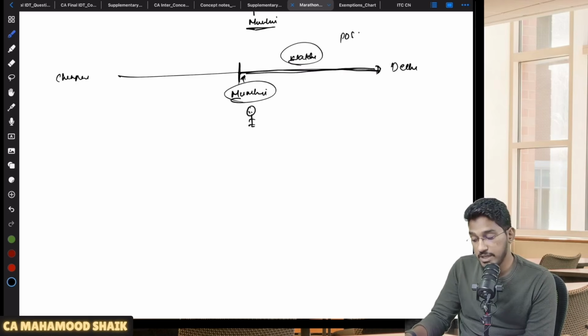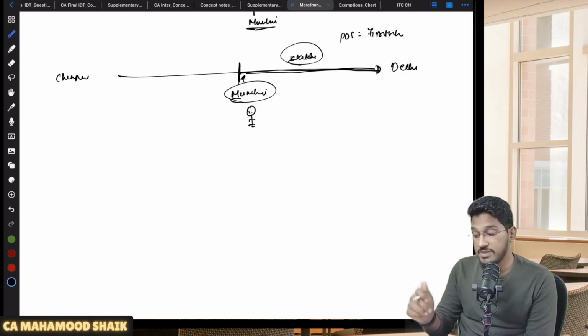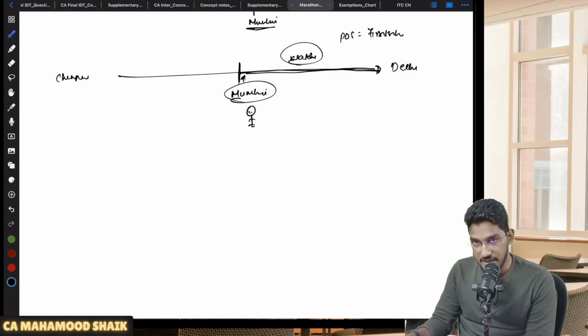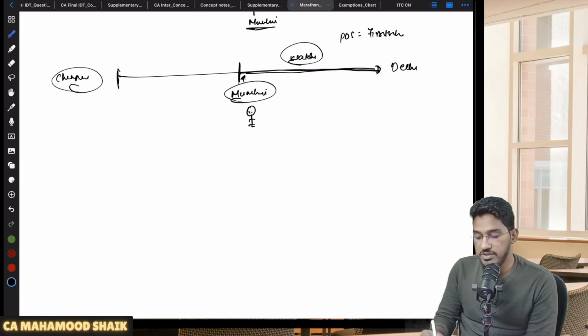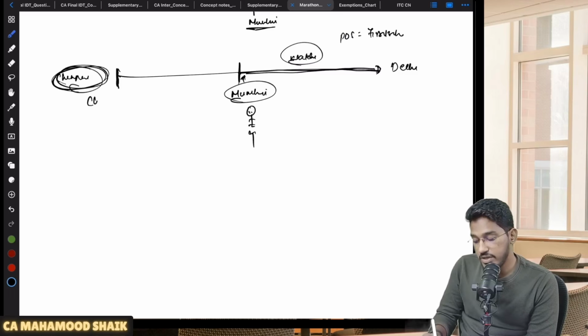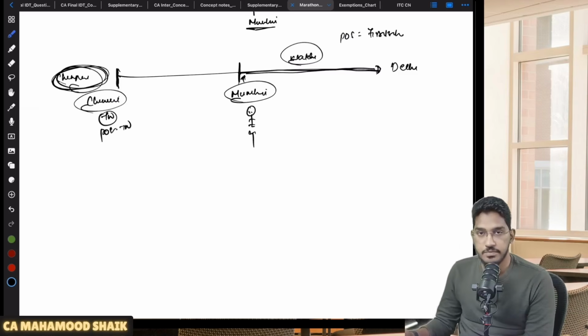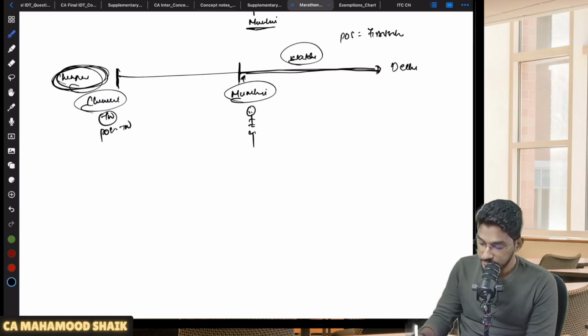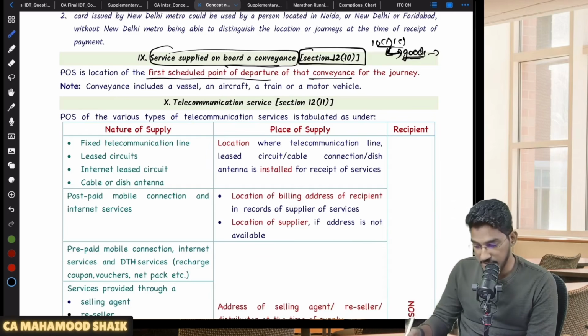Sir, what is place of supply? They say place of supply is the first scheduled point of departure. What is the first scheduled point of departure of this aircraft? So first scheduled point of departure is Chennai, not where you have boarded. They're not saying where you have boarded. The first scheduled point of departure. Chennai is the first scheduled point of departure. So that will become Tamil Nadu. Place of supply will become Tamil Nadu. Understood? Clear? Right. So this is what regarding 12 subsection 10.